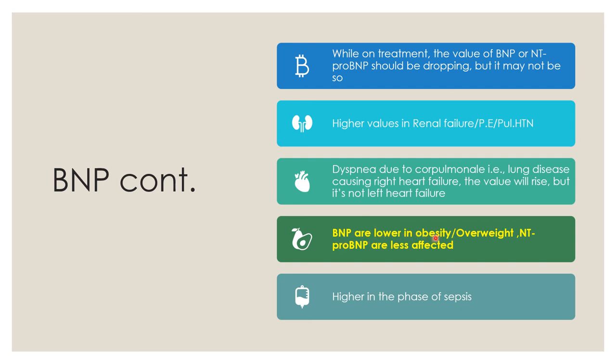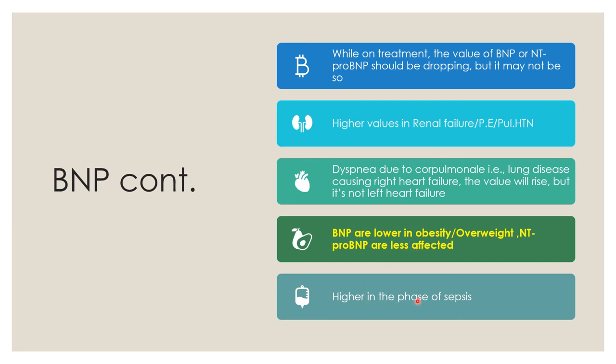BNP is lower in obese individuals or overweight people, but you still have a way out. And why that? NT-proBNP is less affected by obesity or overweight. So in someone with obesity or overweight, you may care less about the value of BNP. Go for, and do very carefully, NT-proBNP and get that right.